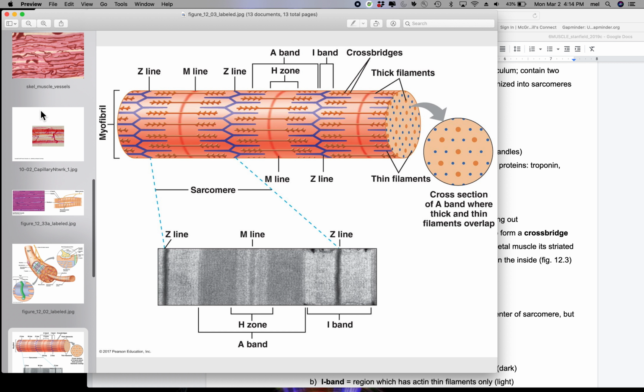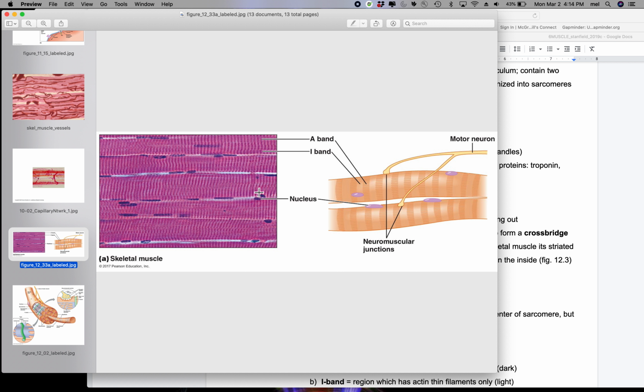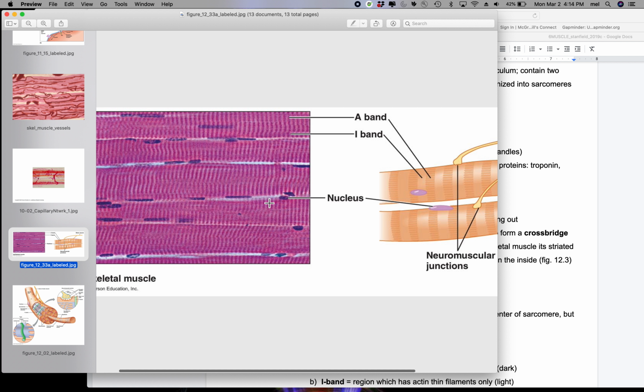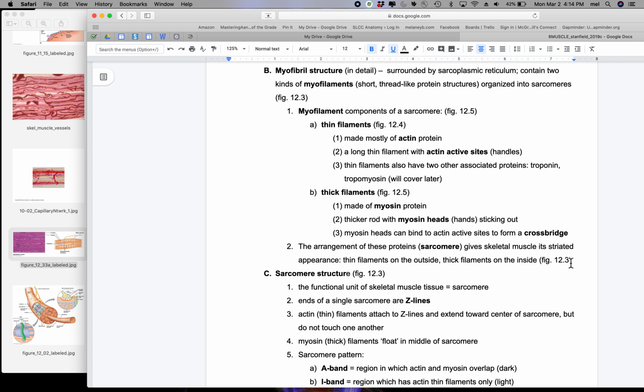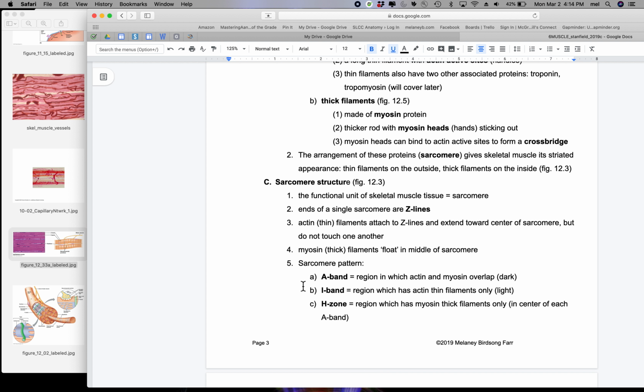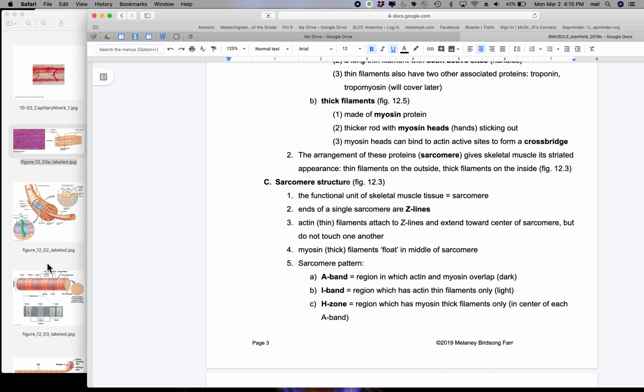If we go back to look at skeletal muscle in detail, we see this alternating pattern of dark, light, dark, light, dark, light. What you're really seeing is that dark is the A band, mostly myosin, and light is the I band, mostly actin. Dark, light, dark, light. That is the basis of this sarcomere pattern: the A band, the I band, and the H zone. Let's make sure you understand this before we try to contract it.